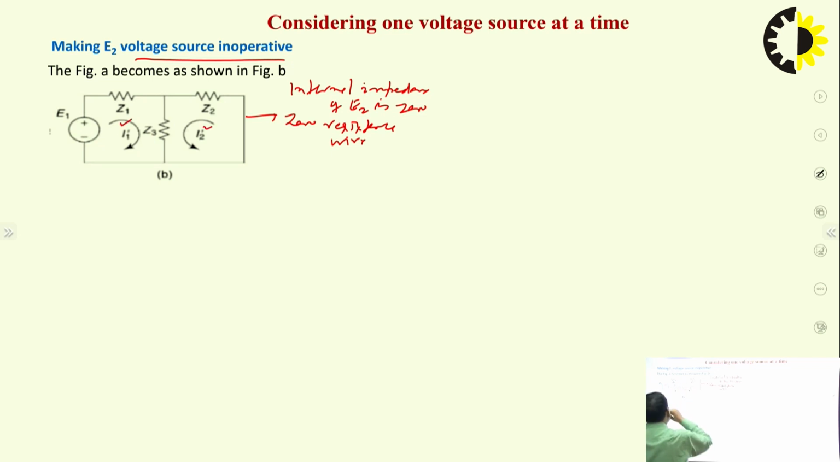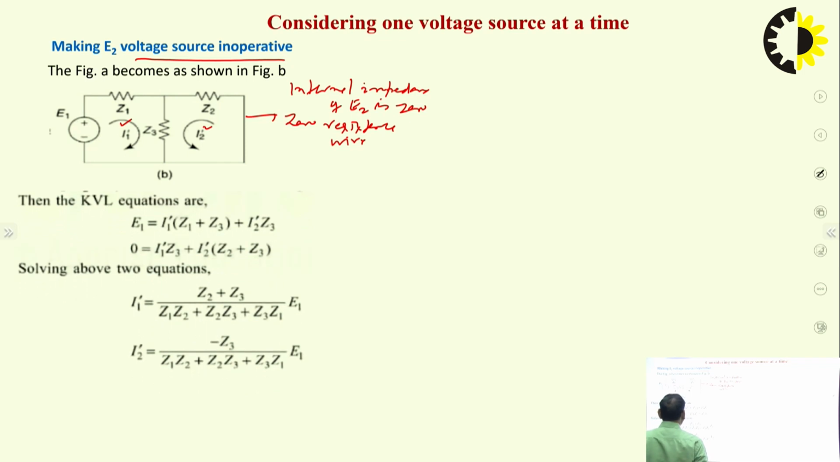Simply apply Kirchhoff's voltage law and write two equations, this is the first equation and this is the second equation, and on simplification we can get I1 dash and I2 dash. These are the currents I1 dash and I2 dash when the E1 voltage source is acting while the E2 voltage source is replaced by its internal impedance.